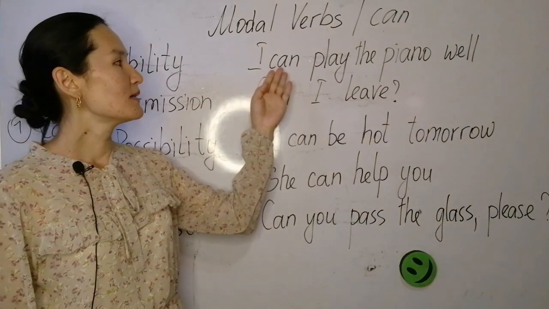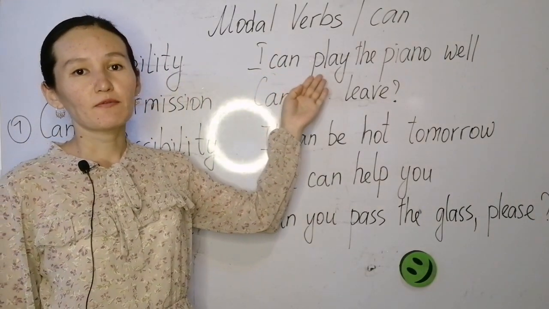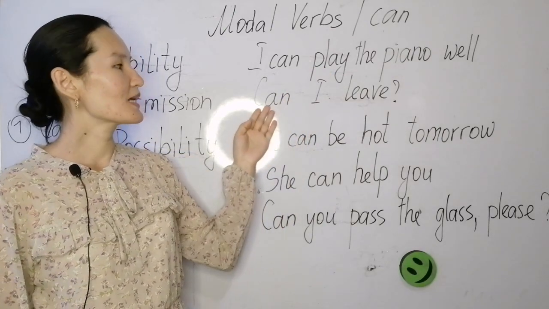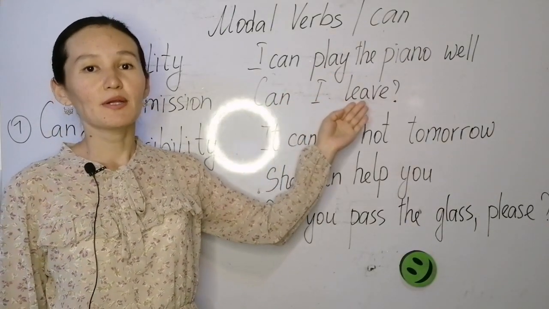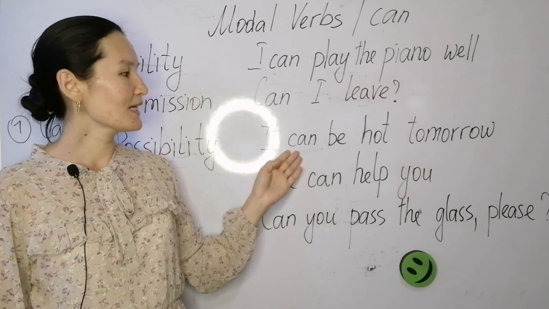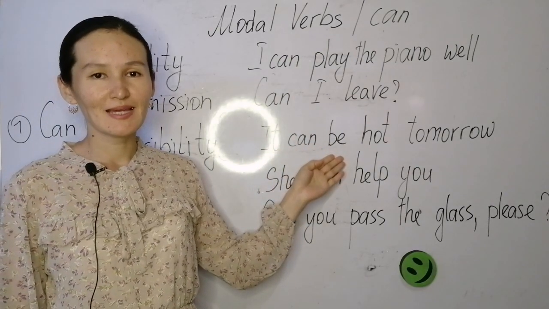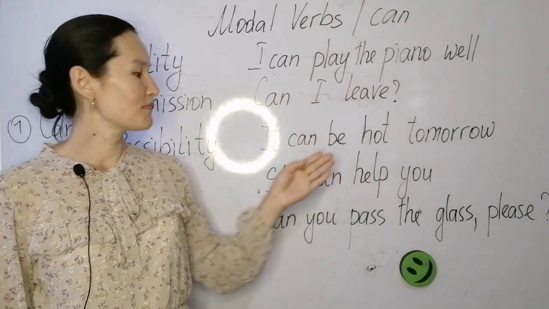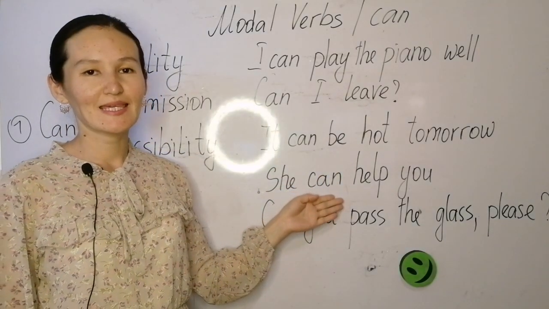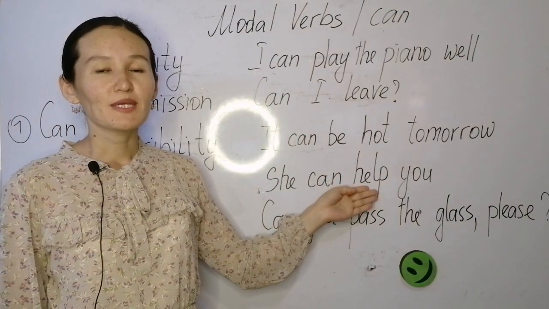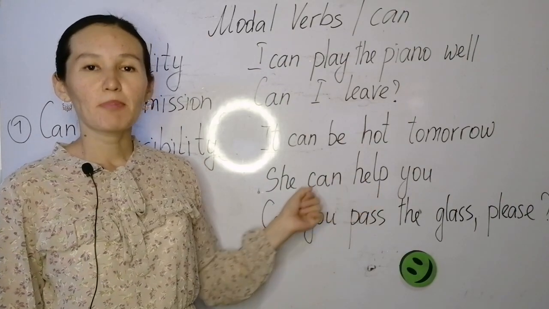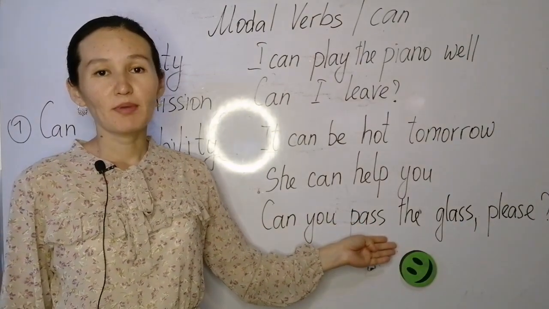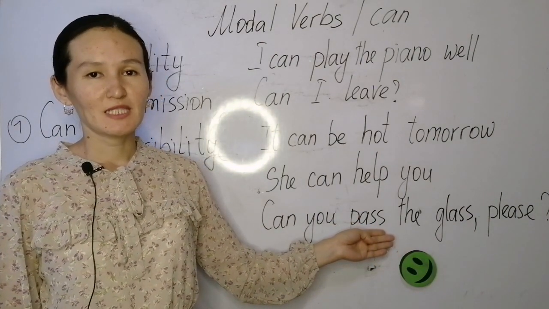So here, after can, we can see the verb play, bare infinitive. Again, can be. Verb is in the base form. Again, can. The verb is in the base form or bare infinitive. The same, can, and the verb pass is bare infinitive.